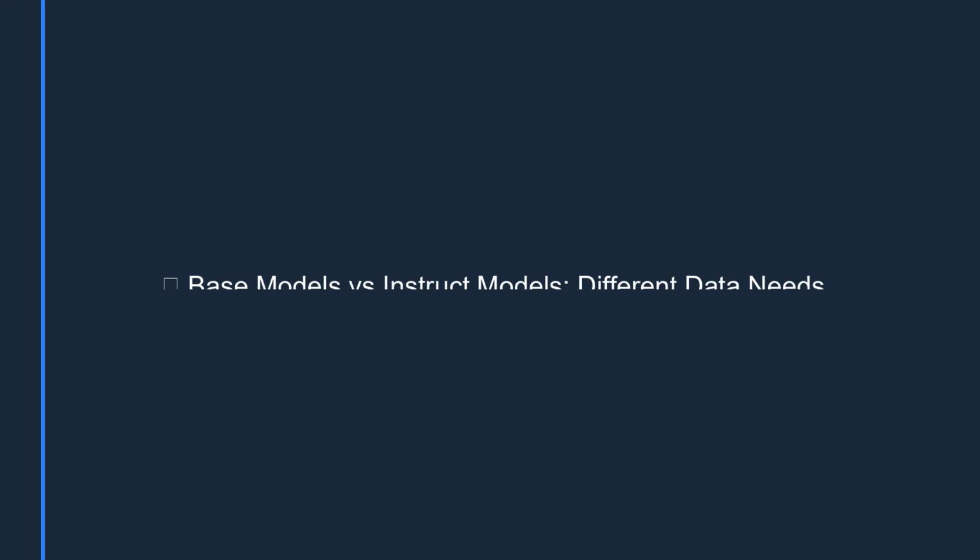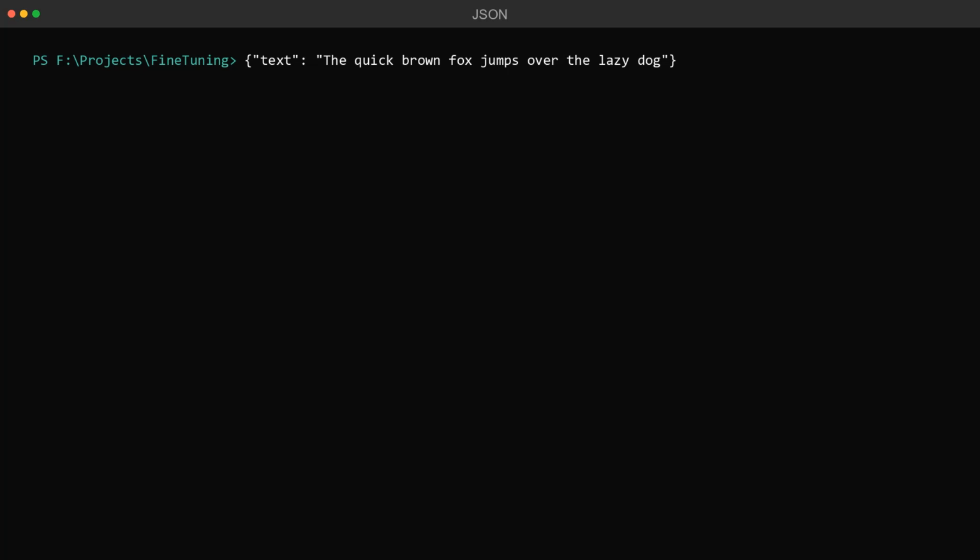Base models versus instruct models. Different data needs. Base models like meta-llama/llama-3.1-8b or Mistral/Mistral-7B-v0.1 are trained on raw text. They're next token predictors. Their training data reflects that: a single text key containing raw content, no structure, no roles, no instruction wrapper. When you fine-tune a base model, you're doing continued pre-training, teaching it new vocabulary, domain knowledge, or writing style by showing it more text in the completion format.